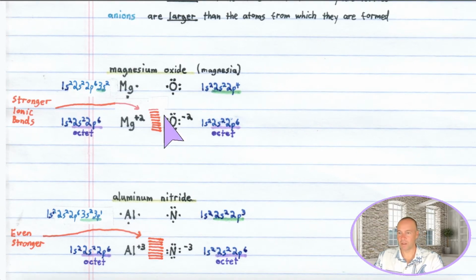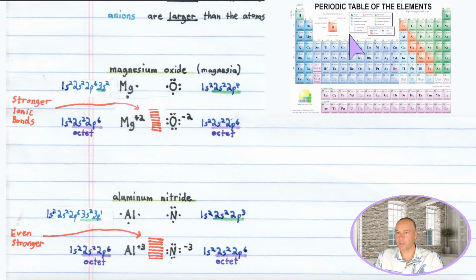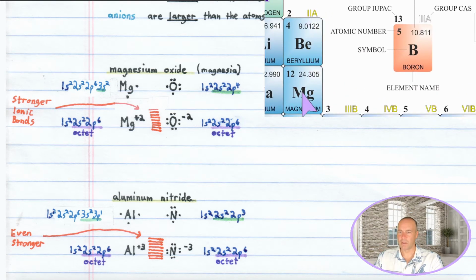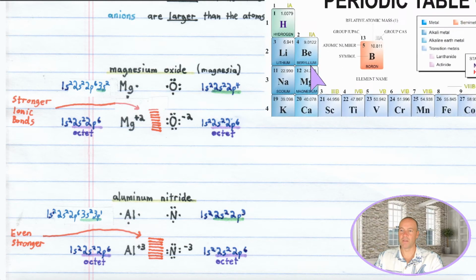Here's its electron configuration, and I'll point out magnesium to you here. So it's in group 2A. All the elements in group 2A have 2 valence electrons. Now it's got 12 electrons total, but 2 of them are valence electrons.